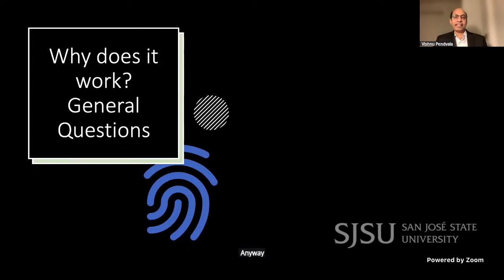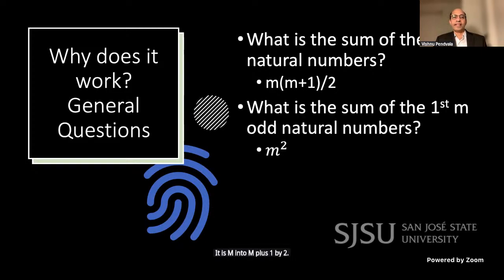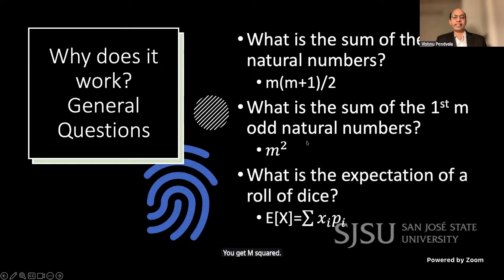Anyway, let us take a more simplistic view of the intuition. What is the sum of the first m natural numbers? It is m into m plus 1 by 2. And what is the sum of the first m odd natural numbers? It is simply m squared. From m into m plus 1 by 2, you remove the even numbers, you get m squared, right?